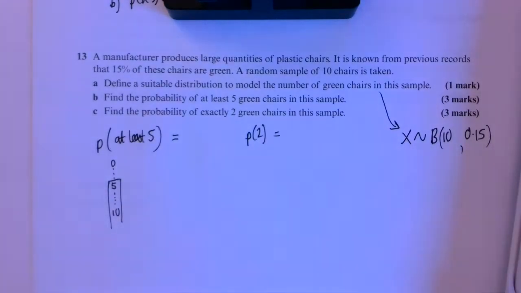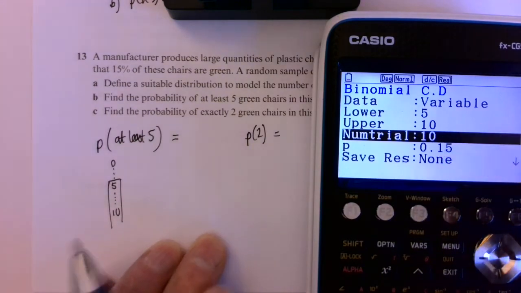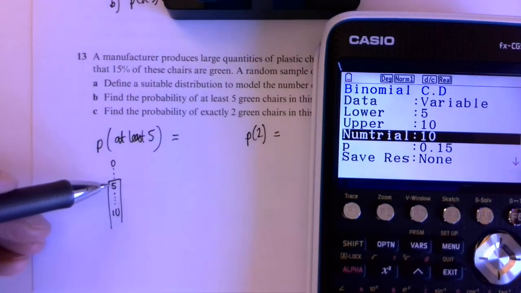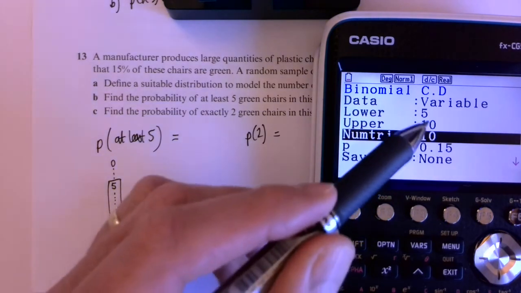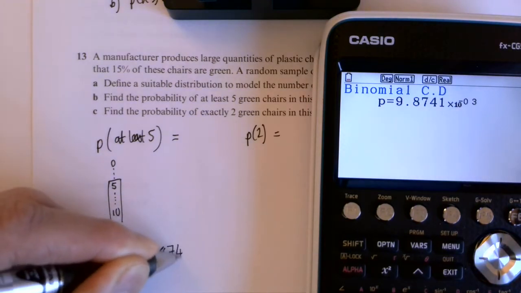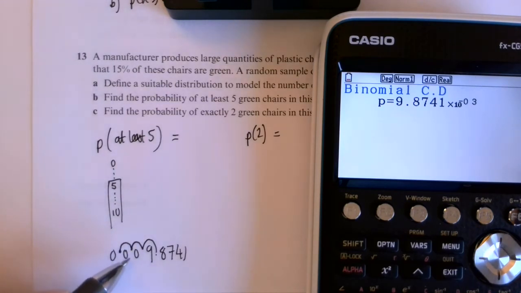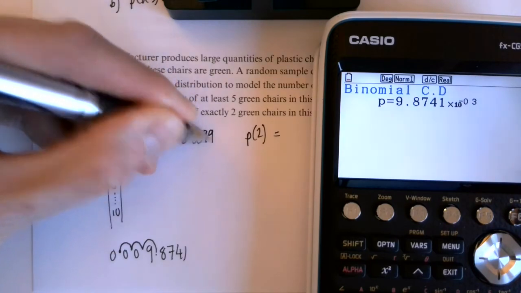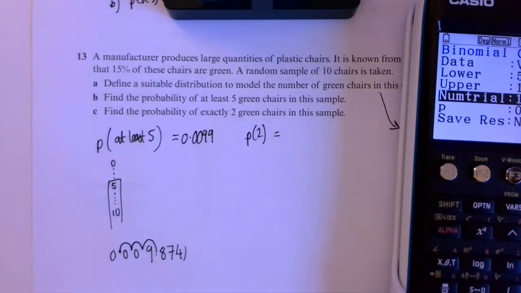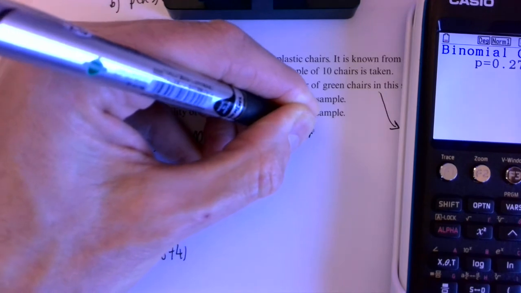10 chairs, 15% of them are green. So I entered those parameters on my calculator. 10 and 0.15. At least 5. So 5 is the smallest, and that could be anything up to 10. So I did lower and upper 5 and 10. So that's another one in standard form. So I've got to jump the decimal place 3 places. So that's 0.0098, but the next digit's a 7, so that's 0.0099. And then exactly 2, just upper and lower, both 2. 0.2759 when rounded.